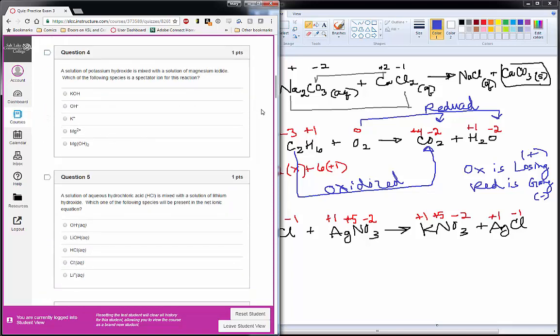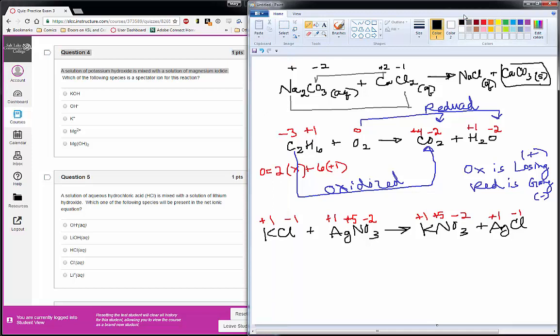Next, a solution of potassium hydroxide is mixed with a solution of magnesium iodide. Which of the following species is a spectator ion? Okay, I'm going to write this out. Potassium hydroxide mixed with magnesium iodide. Now potassium is +1 and hydroxide is -1. Magnesium is +2 and iodine is -1. That means I'm going to need 2 iodides to make that work.